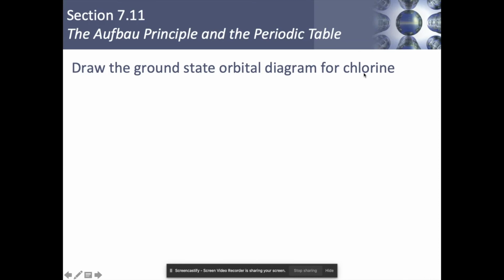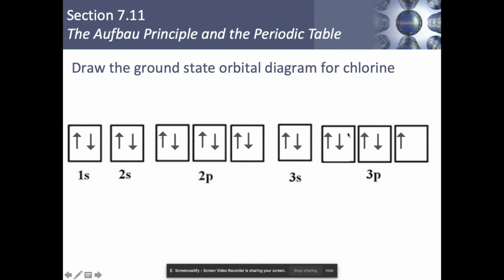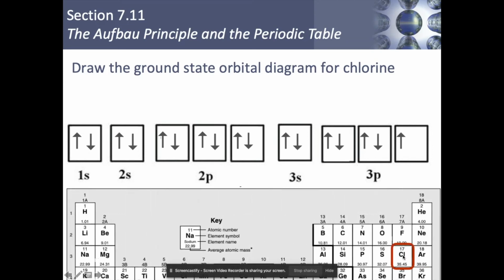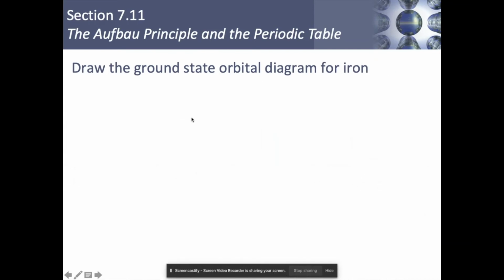Try drawing chlorine. Correct answer. Go all the way up to the 3p for this one, right? So why? If you count, I have 17 arrows in my picture here because chlorine is number 17 on the periodic table. Notice the boxes are spread out: 1s, 2s, 3 boxes representing the 2p, 3s, 3p, and I could continue. I could do the 4s next, and then the 3d. So you can keep extending this outwards. And in fact, we're going to do that in this next one.